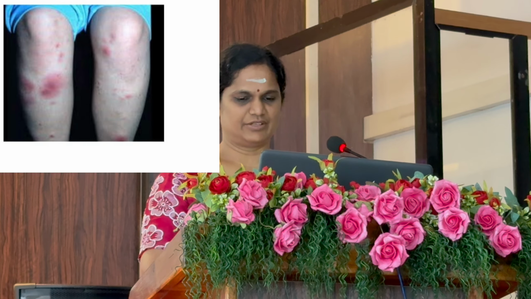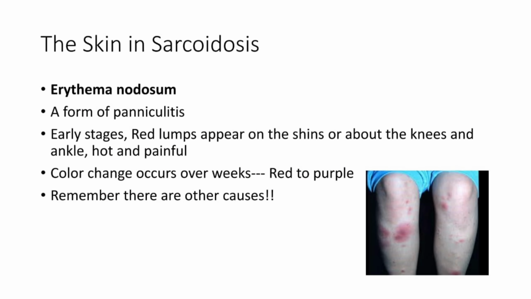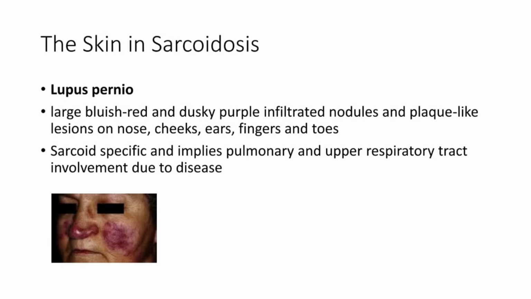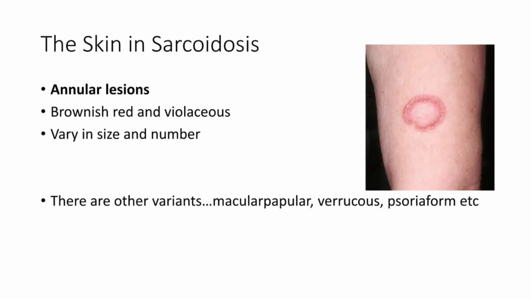And sarcoidosis, there are no specific features. It's a mimicker, and any shape of lesion they can present. One of the presentations is erythema nodosum, painful nodular lesions over the shin area. And over scars, if there is a granulomatous lesion, we need to suspect scar sarcoidosis. And this is the condition in the nasal ala, the purplish plaque, bluish lesions, lupus pernio, and any type of lesions they can present.